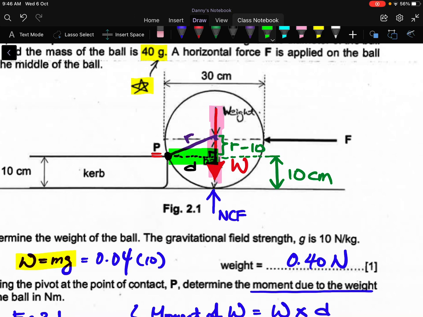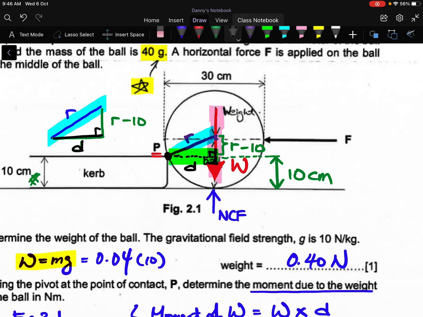So I do not have d, but I can see that there is a triangle being formed. I have r over here, which is this line. Then after that I have this green line, which is your radius minus 10. So the 10 comes from here. And of course I will have what I need, which is the perpendicular distance that I needed to calculate the moment of the weight.